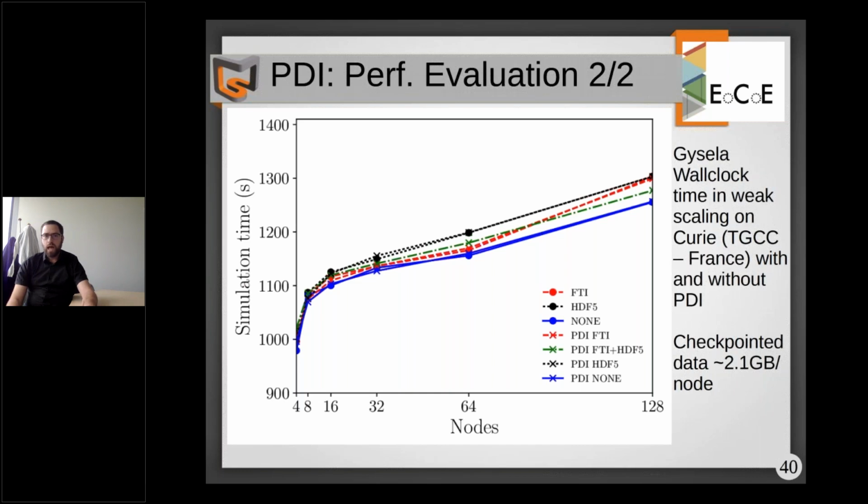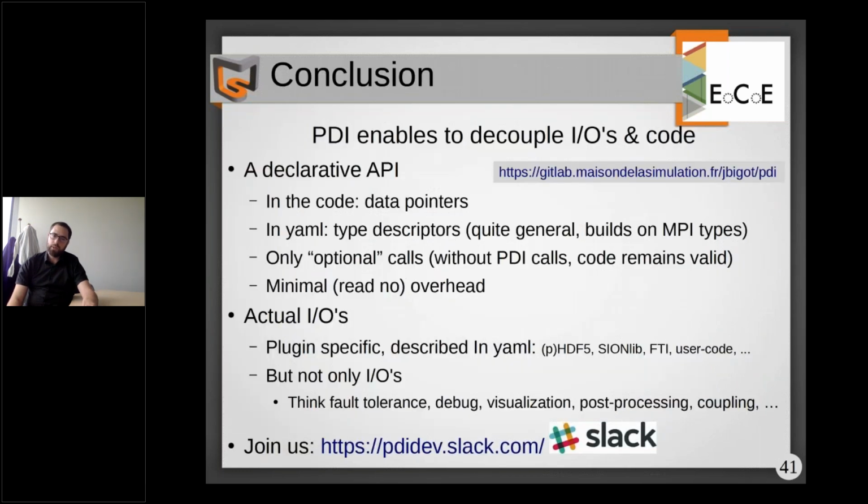So to conclude, I've presented PDI, a library that enables to decouple I/O from the main simulation codes. PDI offers a declarative API where the codes only provide data pointers, and the type of the data behind these pointers is defined in a YAML configuration file. PDI only provides optional calls in the sense that the code remains valid without the PDI calls. So basically, the PDI calls' default behavior is to do nothing, and they add very little overhead.